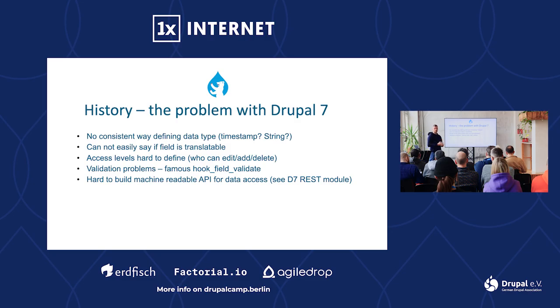And probably the most famous, hook_field_validate. If anyone remembers the giant hook where we placed all our validations for forms. It was very decoupled from the Form API and Field API, right? And last but not least, it was hard to build a machine-readable API for data access. What it means, you can quickly go and see the Drupal 7 REST module, how big a struggle it was to traverse up and down throughout the structures of the giant associative arrays in Drupal 7 back in the day, because we didn't have any abstract representation.